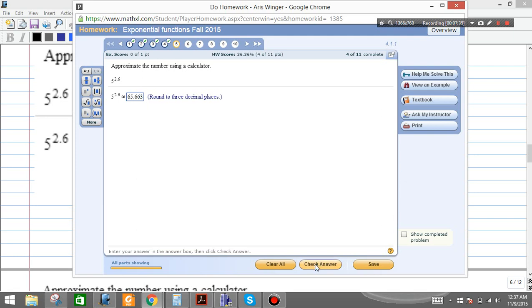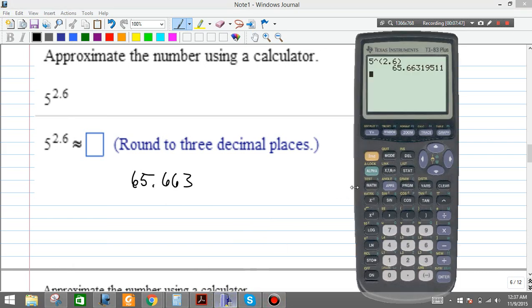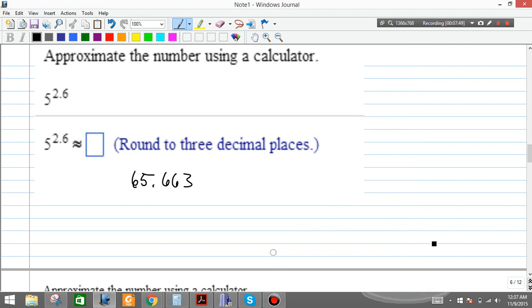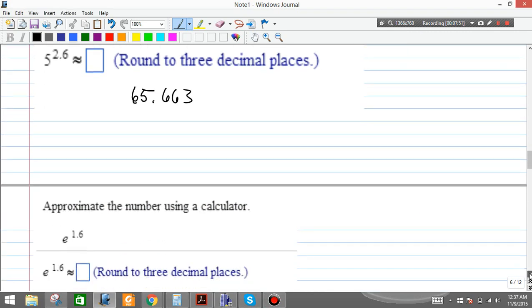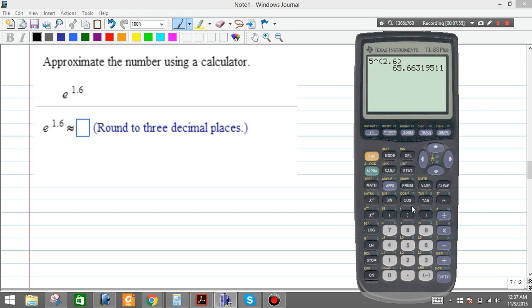See if that works. We'll run through these, e to the 1.6. So e is this special number that's around 2.7, and it's represented on the calculator. Here it is. Let me go to the next page first. It's here, e to the 1.6. So then it's here, right?